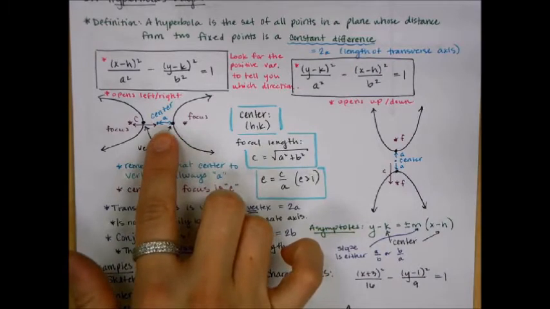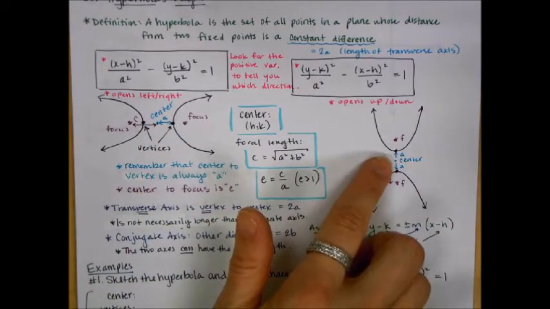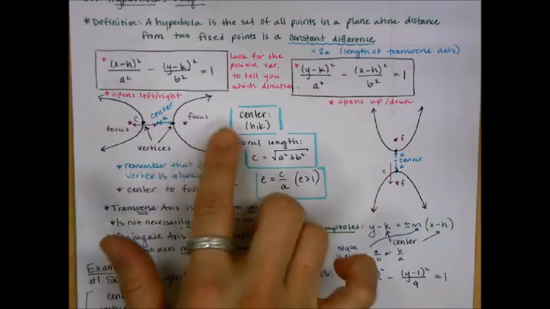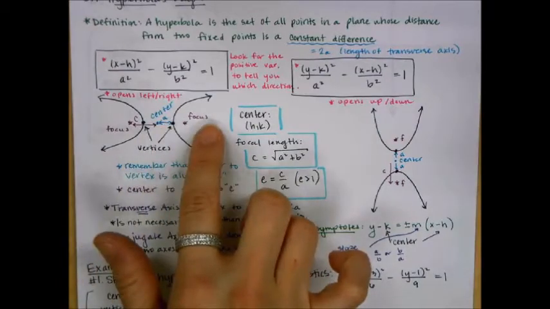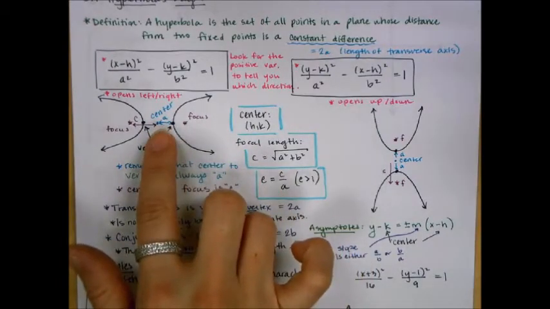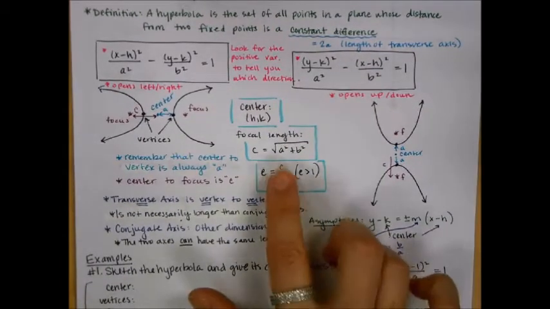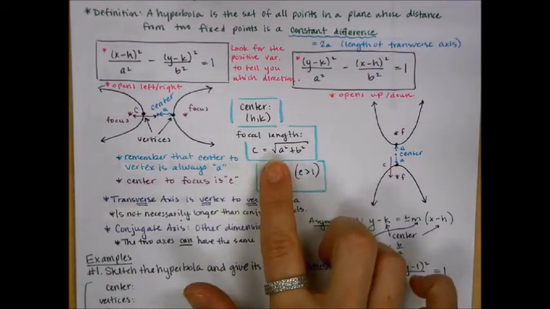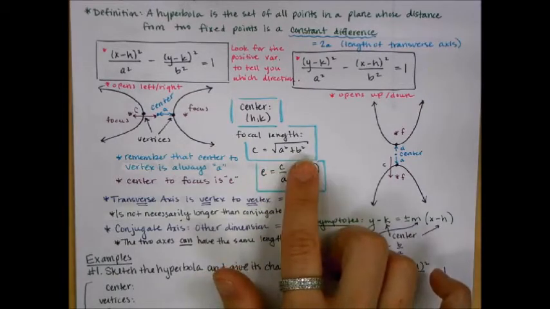So of course you have your center, and the center to each vertex is still A. But the focus points are inside of the curve, and so they're actually farther away than each vertex is from the center. So center to focus is still C. The focal length C is slightly different than it was with the ellipses. In this case, you'll add A squared and B squared.